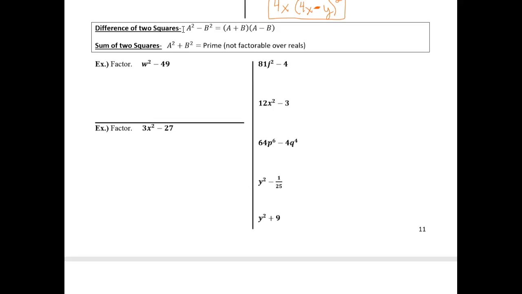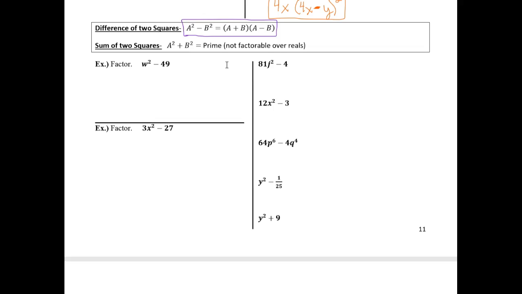If it is a difference of squares, then it will factor into A plus B times A minus B, meaning whatever is being squared here and whatever is being squared here, those are the A and B. And this is a formula that you must memorize because there's really no other way to factor a difference of squares other than recognizing that they are a difference of squares.